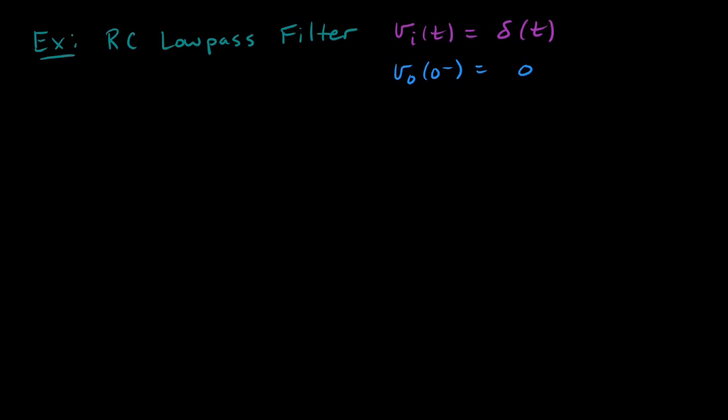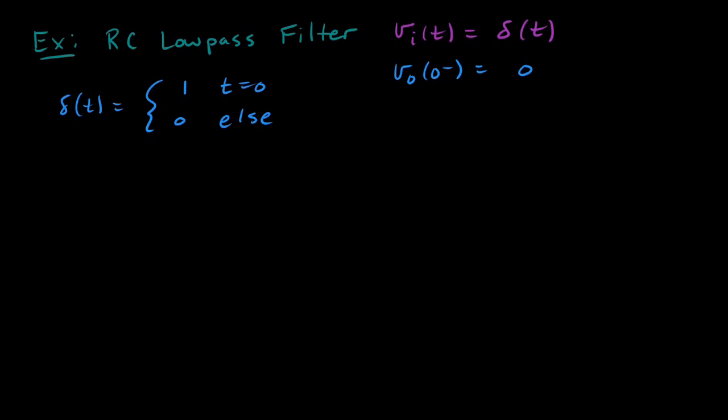Okay, so we're going to look at several different scenarios for this RC low-pass filter. So this particular scenario is going to be that the input is the delta function. If you recall, the delta function is defined as just 1 for t equals 0 and 0 everywhere else. It's also sometimes called the unit impulse. And so it's 0 everywhere except at t equals 0 where it is 1.